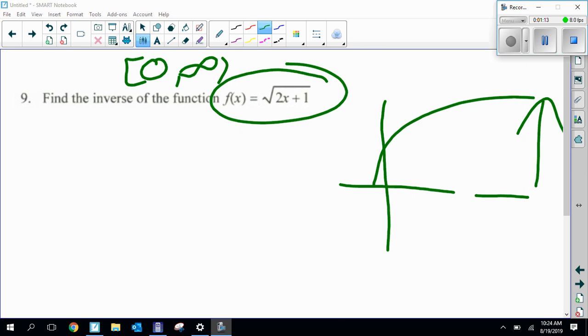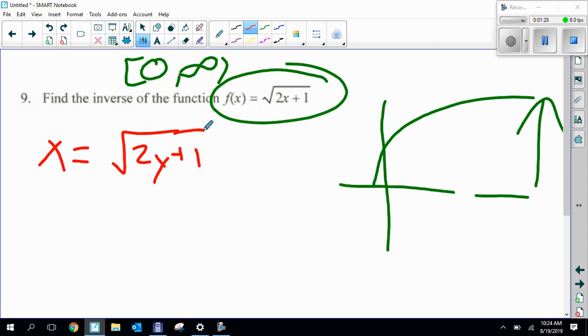Now that we know the restriction, the range is going to be the restriction on it. Now we're going to do the algebra steps where we switch x and y. So we're going to say x equals square root 2y plus 1. And now we got to solve it for y. So get rid of the square root by squaring. Get rid of the 1 by subtracting. And then since that's 2y, now we divide everything by 2.